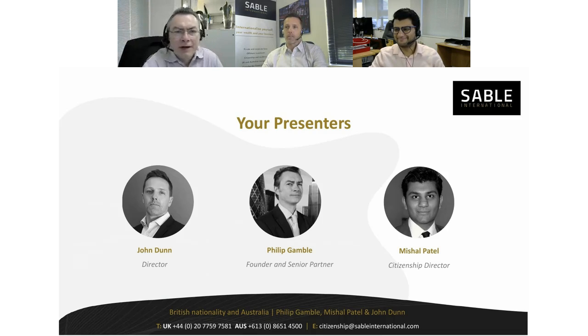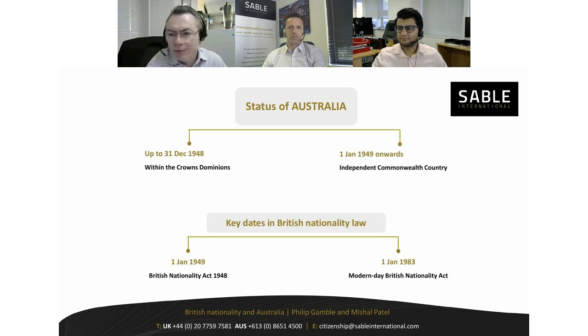Okay, thank you, John. Good morning from London. As my colleague John said, we're going to talk today about applying for British nationality through connections with Australia and other former British territories. So before we start off, I think it's a good idea for you to get an idea of what we do on a day-to-day basis, how we calculate or establish these claims to British nationality for our clients. So on the screen, you'll see a slide headed up the status of Australia.